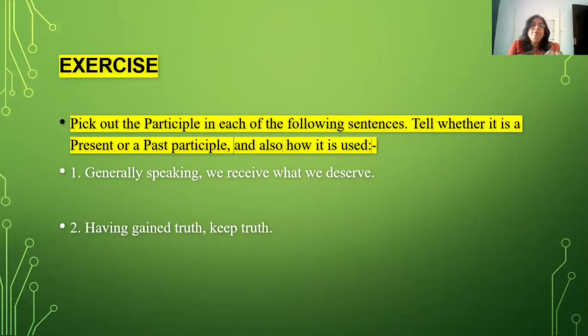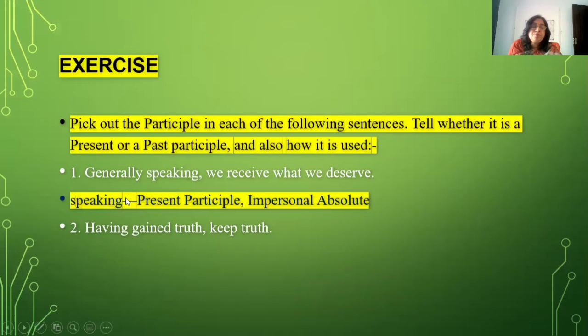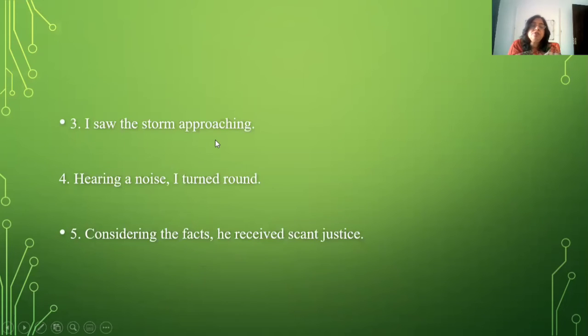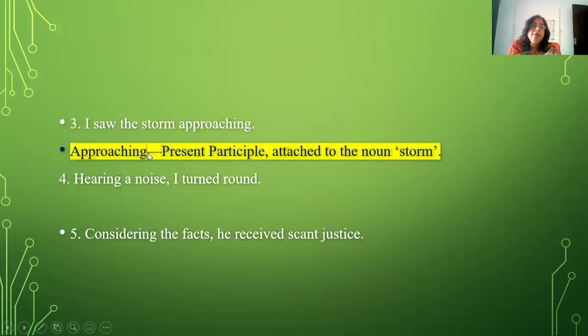Generally speaking, we receive what we deserve. Speaking is the present participle and it is impersonal absolute. Having gained truth, keep truth. Having gained is the perfect participle and it is governing the word truth. I saw the storm approaching. Here, approaching is the present participle attached to the noun storm.